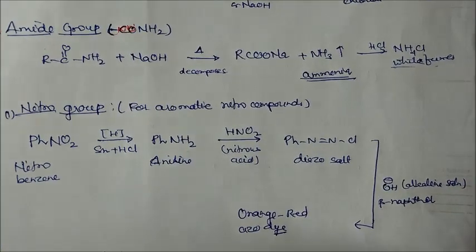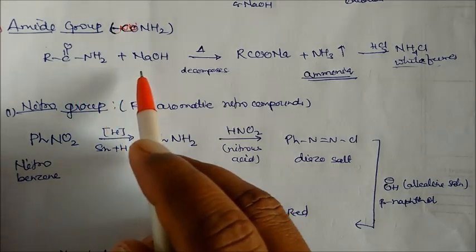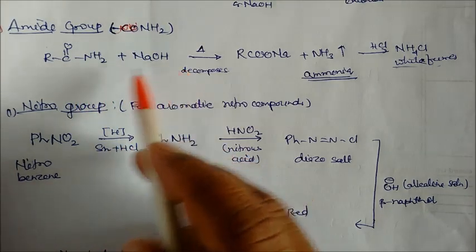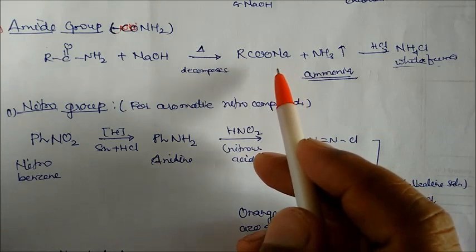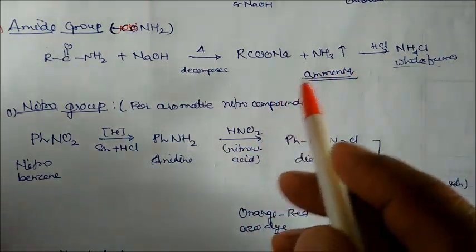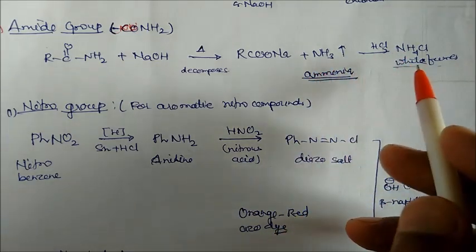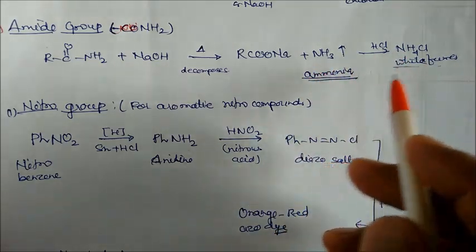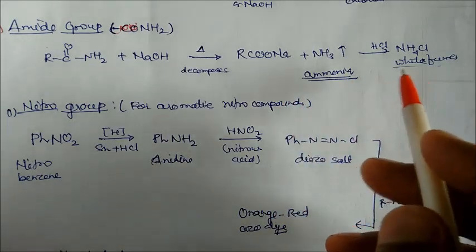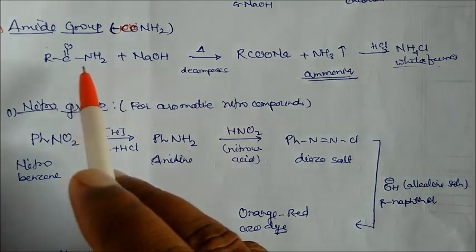Now come to the next group, the nitrogen compound called the amide group. So this is amide. On reaction with sodium hydroxide, it will decompose to give sodium salt of carboxylic acid plus ammonia. When this ammonia reacts with hydrogen chloride, it will give you white fumes. So the indication of white fumes confirms that the compound contains amide.